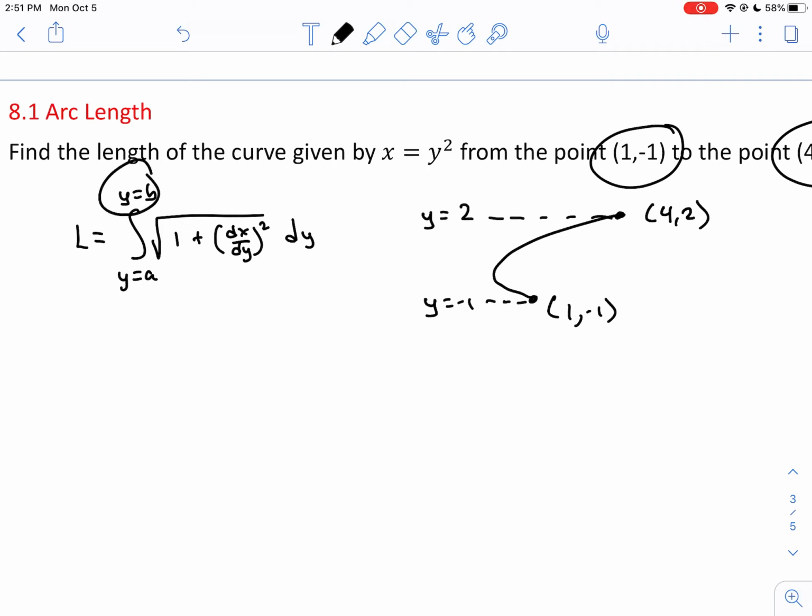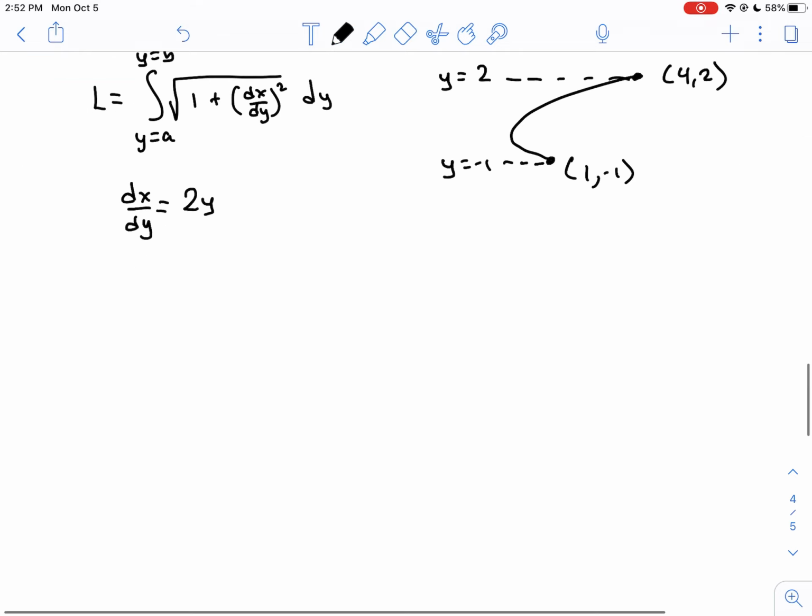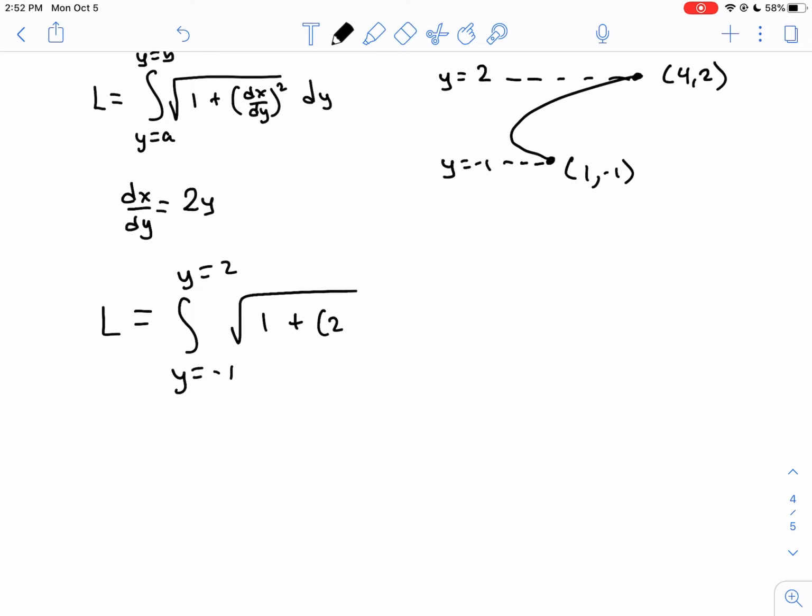Those are x coordinates. Also, I need to find out what dx/dy is, so let's do that now. What's the derivative of x with respect to y? Let's differentiate that, and you get just 2y. And that's what's going to go in right there for that spot. So our integral becomes an integral from y equals -1 to y equals 2, square root of 1 plus, and then put a 2y in there, and a square, and then a dy.